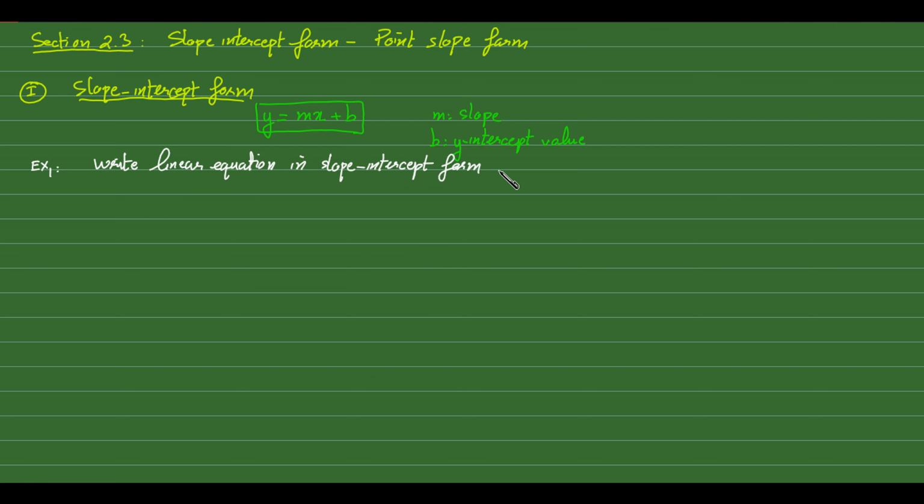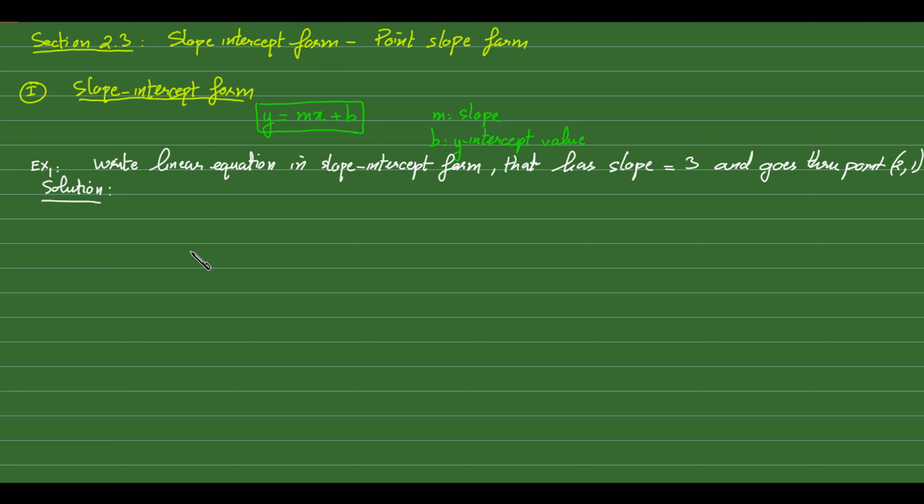Write a linear equation in slope-intercept form that has slope equal to 3 and goes through the point with coordinates 2, 1, for example. Okay. Alright, let's do this together.